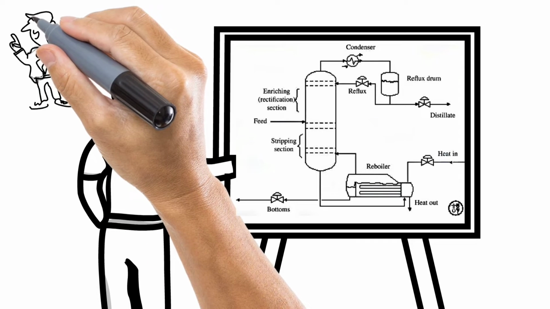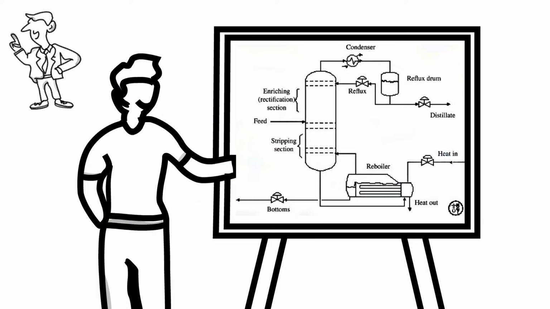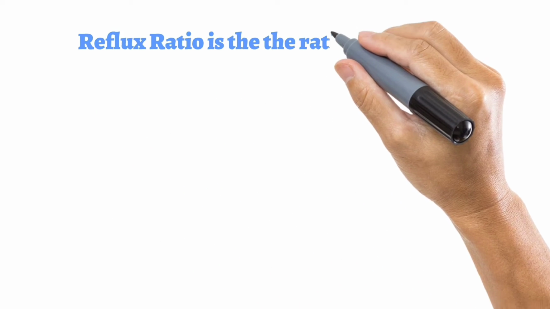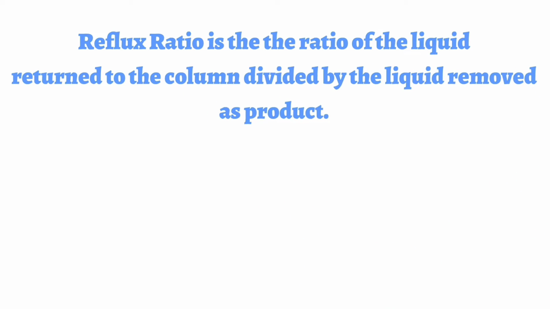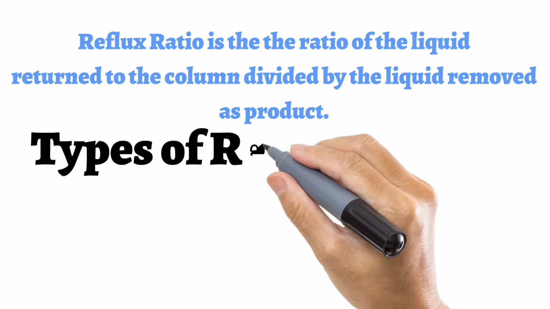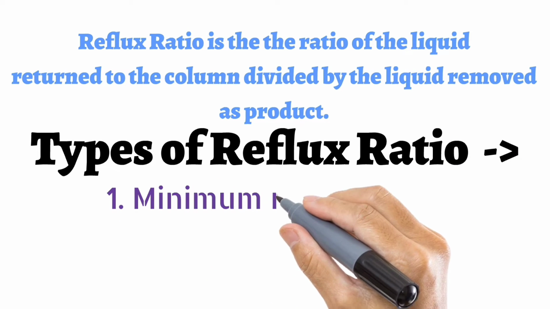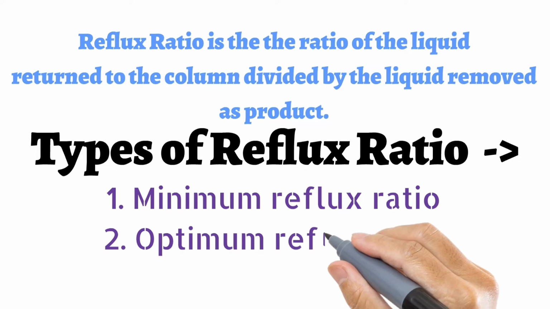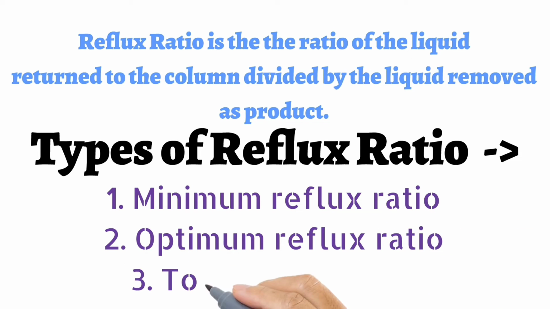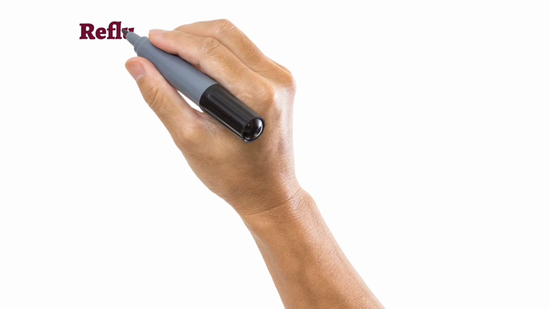Normally reflux ratio is the ratio of reflux stream to the distillate stream. Reflux ratio is the ratio of the liquid returned to the column divided by the liquid removed as a product. Normally there are three types of reflux ratio, that is minimum reflux ratio, optimum reflux ratio and total reflux ratio. The types of reflux ratio will be explained in detail in the next video.